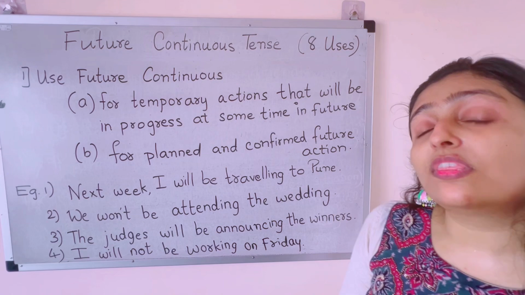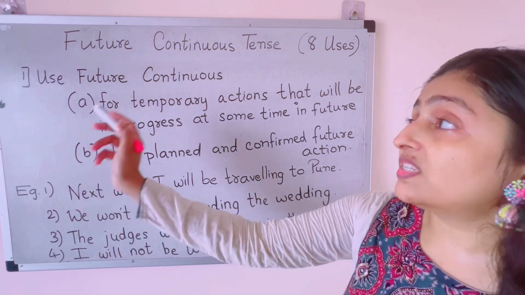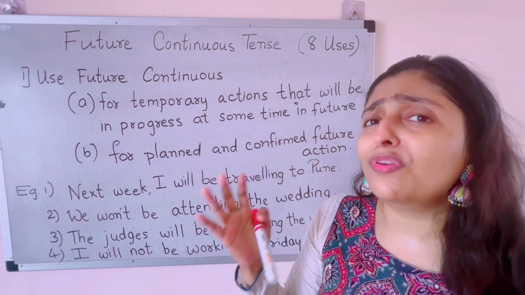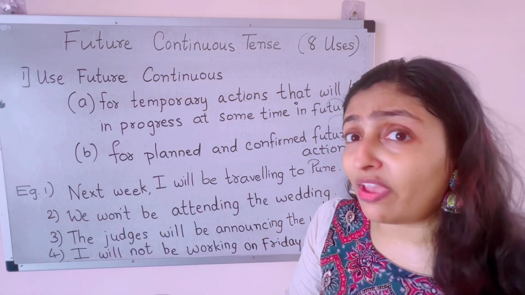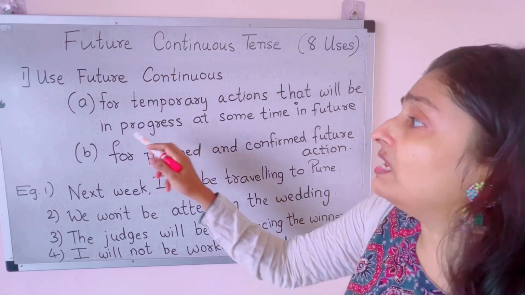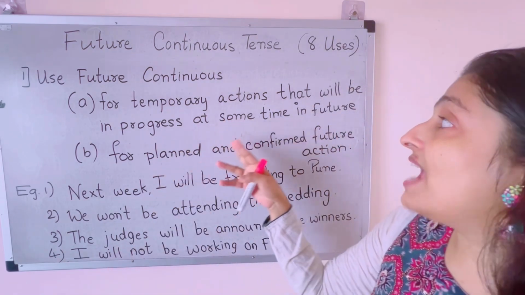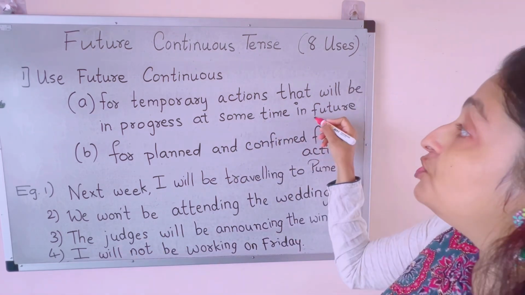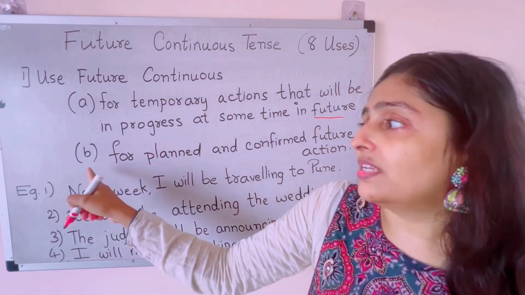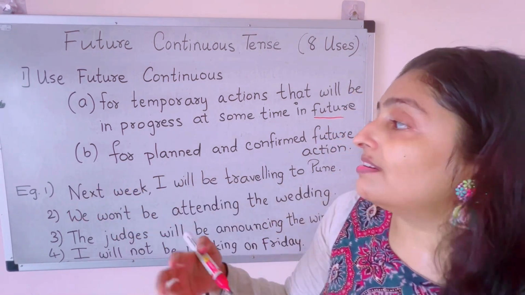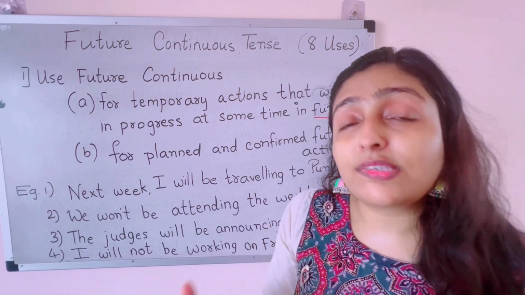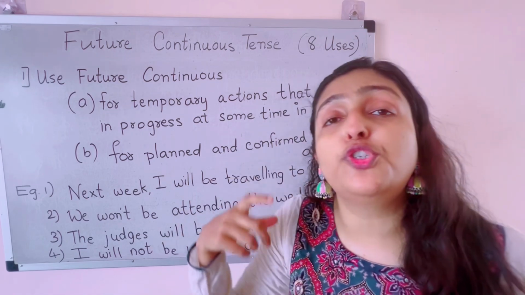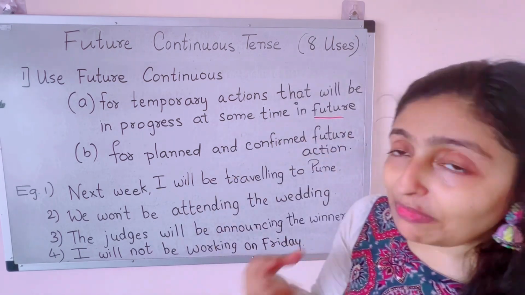So let's begin with rule number 1. Use future continuous tense for temporary actions or events that will be in progress at some point of time in the future. Future is important. The second is future continuous tense is also used for planned and confirmed future action. So let me repeat.